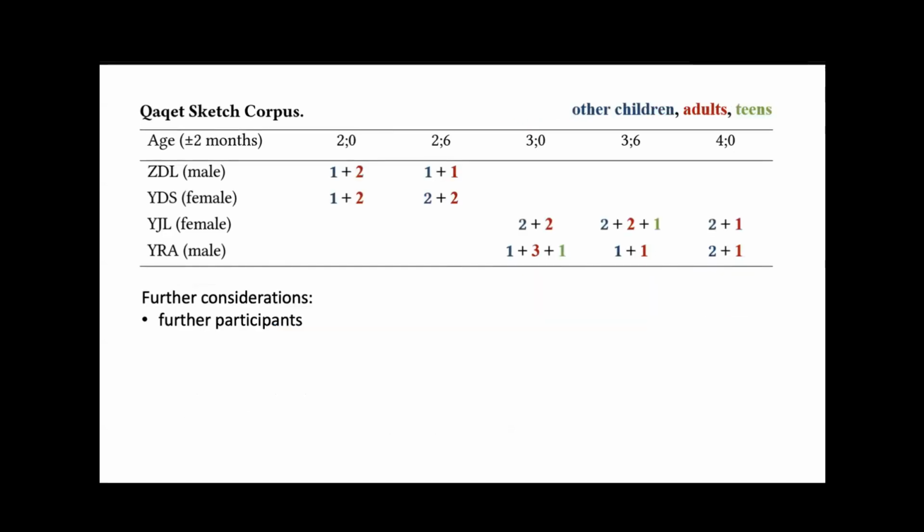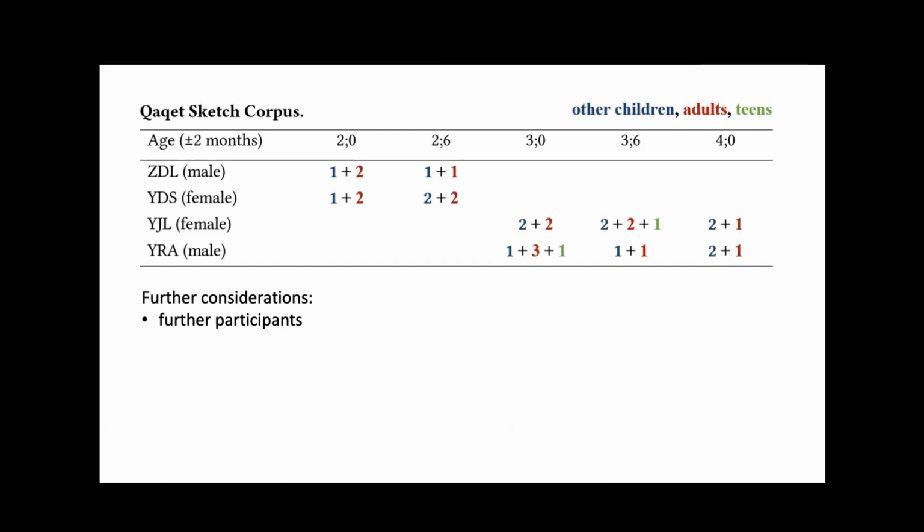Then we had a further consideration. We wanted to capture naturalistic interaction. And what you see here is the participant structure of the recording. So we essentially wanted recordings where at least one other child and at least one other adult were present. And we were able to select recordings and sessions where this was the case, but you can probably also see that there are sometimes quite large numbers of participants, like 5 additional participants, and you can imagine what that meant for the transcription process.